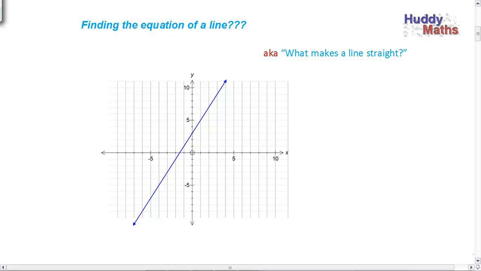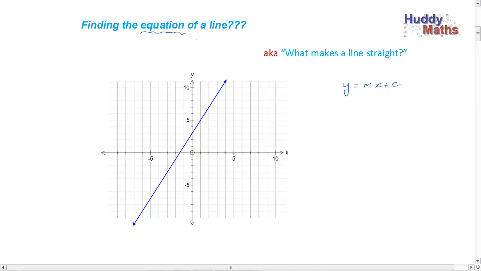Finding the equation of a line, also known as, what makes a line straight? Well, let's have a look at it. I think most people by this stage have seen y equals mx plus c. So we'll use that sort of formula and explain why that describes the equation of a line. And just remember, what is an equation anyway? What does that mean? It means the rule that the points must obey. That's the connection between their x and y values if they lie on this line and be perfectly lined up.